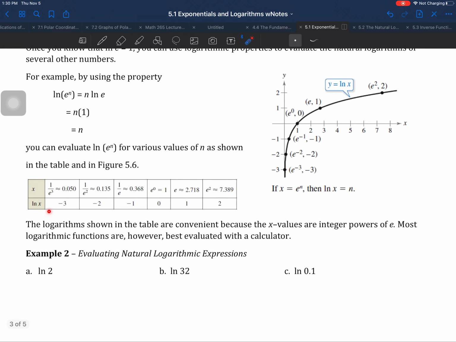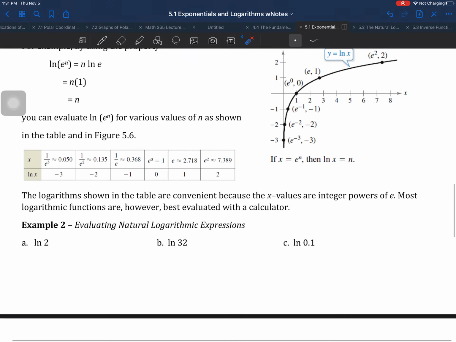For example, if you're evaluating the natural log of x, where x is 1 over e to the third, then this will be negative 3. 1 over e squared will be negative 2. The natural log of 1 over e will be negative 1. The natural log of e to the 0 will be 0. The natural log of e will be 1, and the natural log of e squared will be 2. And so this helps us graph this function.